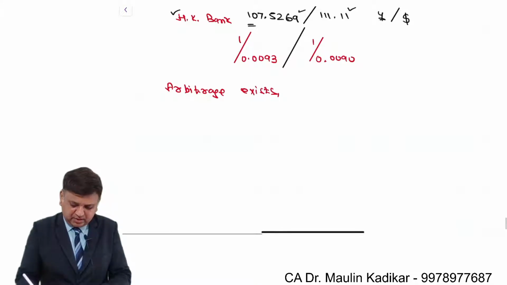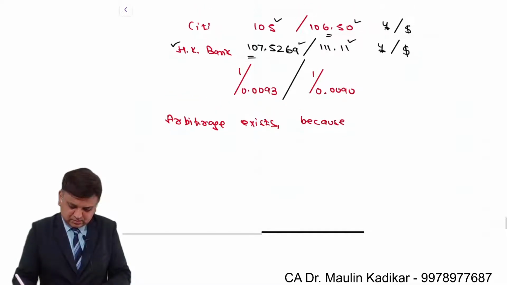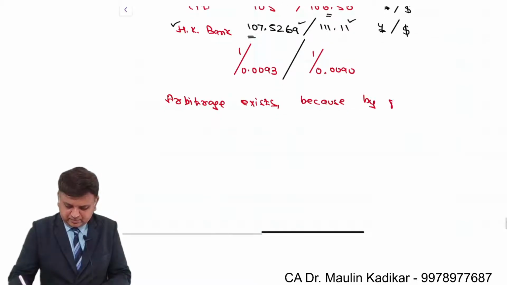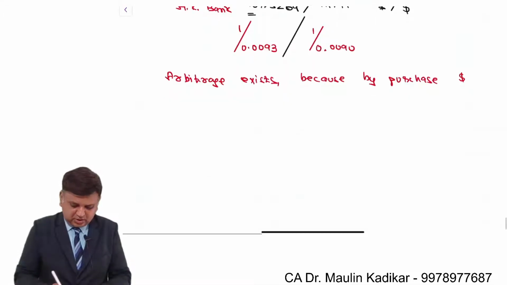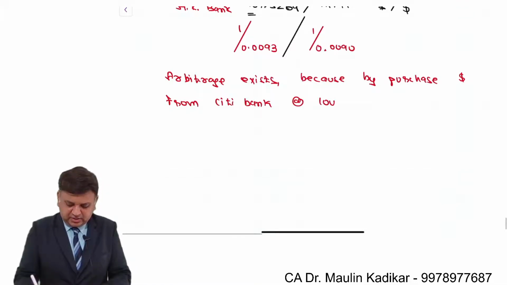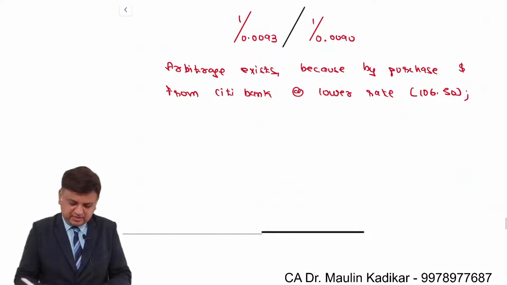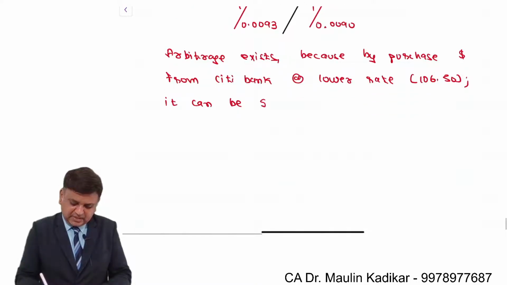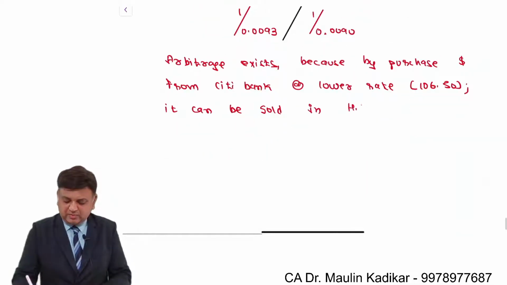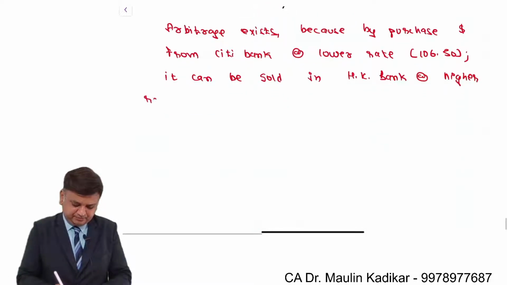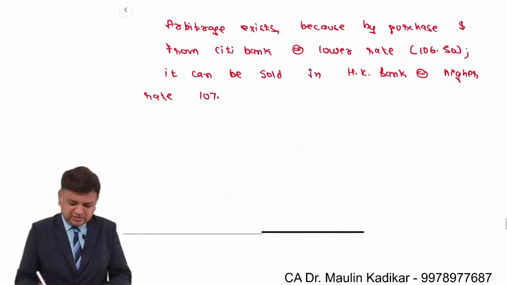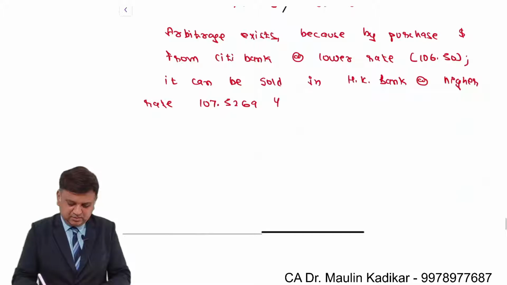Arbitrage exists, comma, because by purchasing dollar from Citi Bank at a lower rate, in bracket write down 106.50, comma, it can be sold in Hong Kong Bank at a higher rate, 107.5269 yen per dollar.